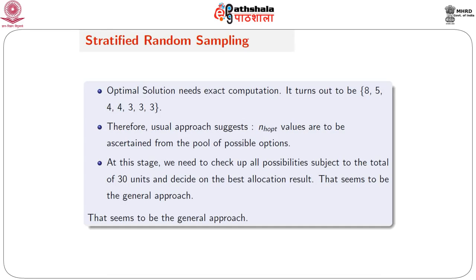We work out V stat under all the options, and then we try to find out the allocation which gives the minimum. So that is what we do. But if there are a large number of strata, then of course this approach is not very easy to take up. In principle, you know what is happening, but it's kind of difficult, time consuming. So we need to take all possibilities subject to the total of 30 units and decide on the best allocation result. This is the general approach that we know.